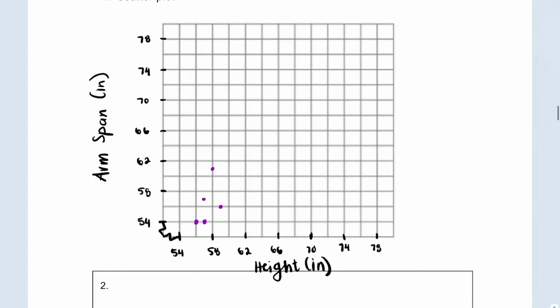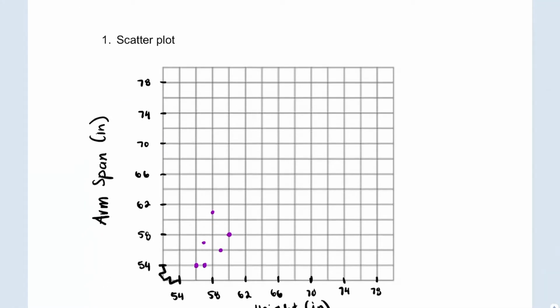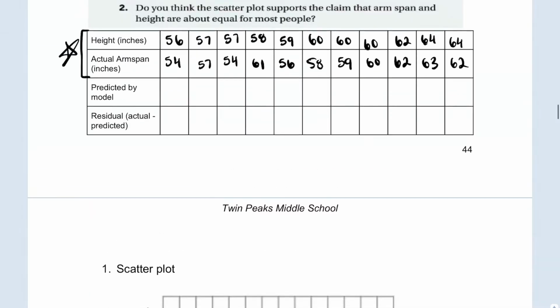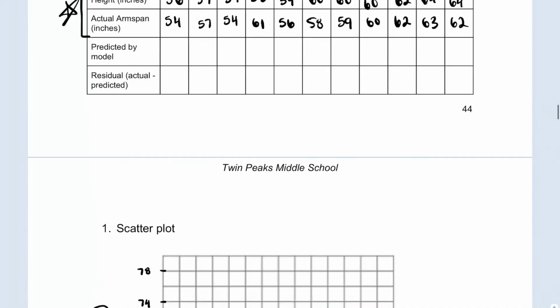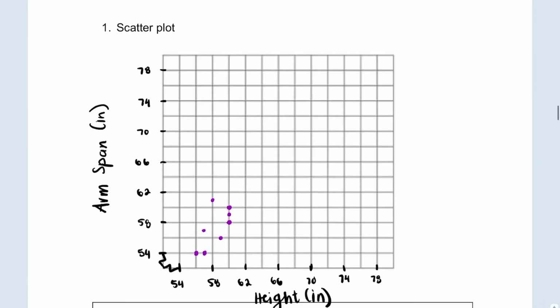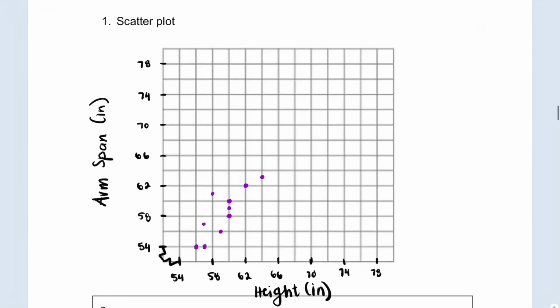60, 58, which is right there. 60, 59, which is right there. 60, 60, just right there. 62, 62, just right there. 64, 63, which is approximately right there. And then 64, 62. And there we go. So we have a scatter plot of 11 different data values.